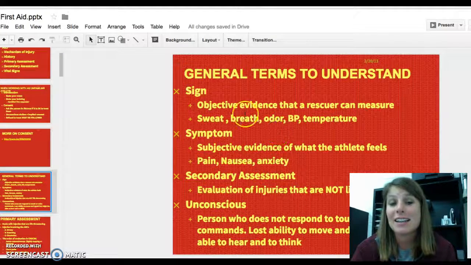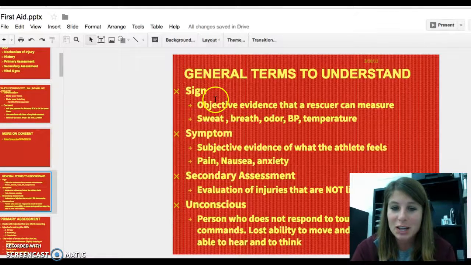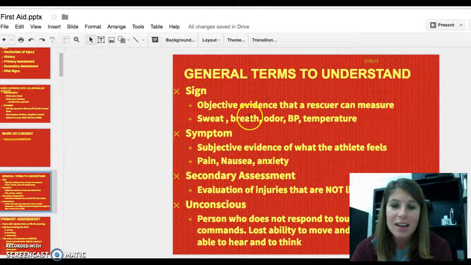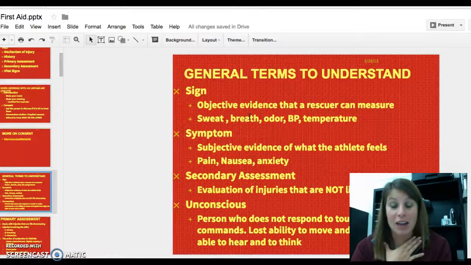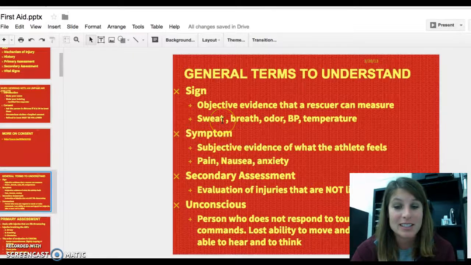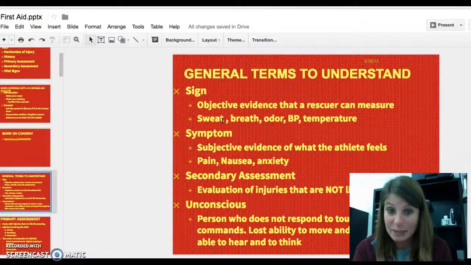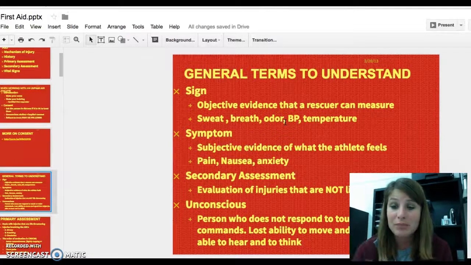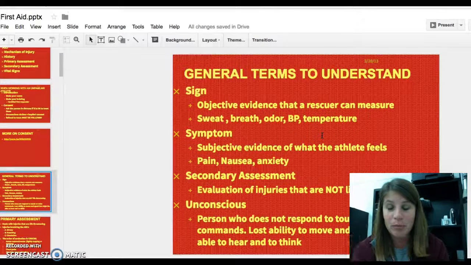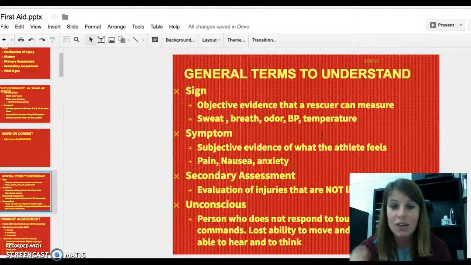We see a couple new terms in this chapter, like a sign. A sign is going to be some type of clue that you can witness as a rescuer. So my examples here are sweat. I can physically see somebody that is sweating. Breath, I can look at their chest, see if it's rising. Odor, I can smell. Their body temperature, that's something that I can put a thermometer on them and see. Those are all things that I can physically see.